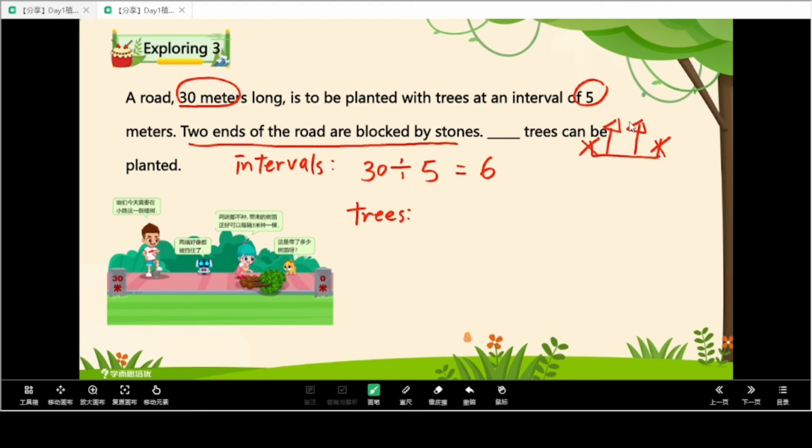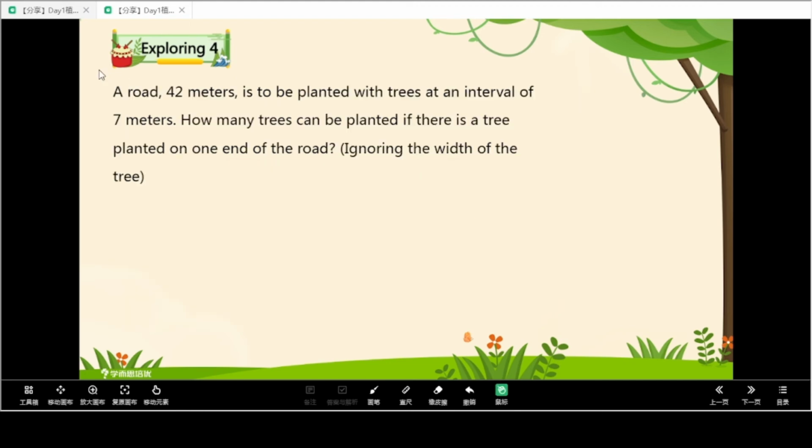And so for this kind of question, we can know that the number of intervals minus 1 equals to the number of trees. Very good. And we just need to fill in our answer to the question, okay, and move on to the next question.